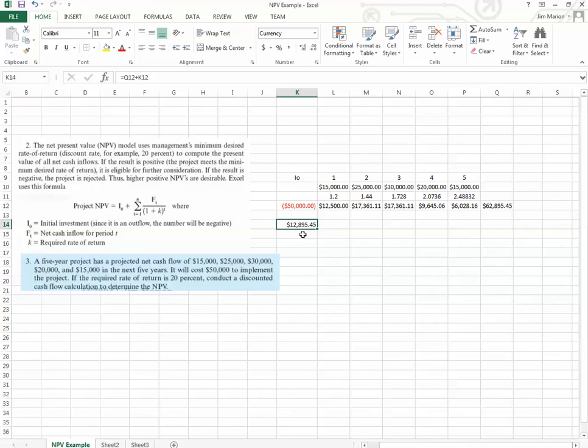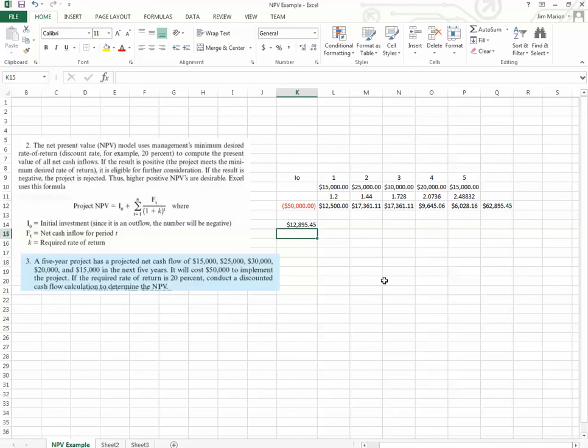So this says this project is going to return $12,895, which sounds pretty good, especially since the discount rate chosen is 20%. Why would you have a rate like 20% when interest rates are so low? That's like credit card interest. Well, maybe it's because it's a high-risk project. And this is one way that companies factor in risk. The higher the risk of the project, the higher the discount rate, which is effectively the higher the hurdle rate you have to achieve in order to be profitable.